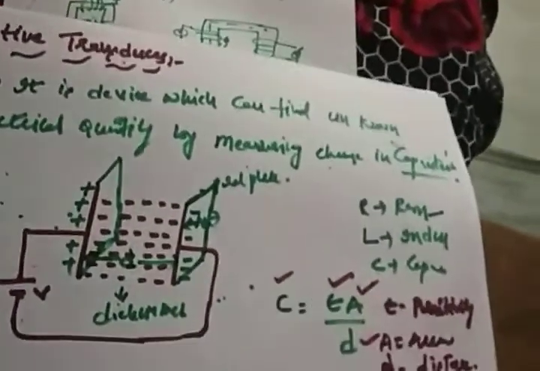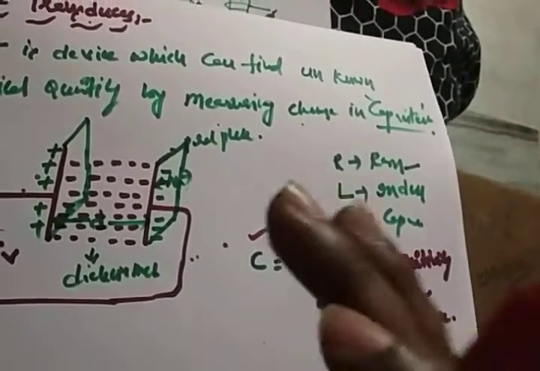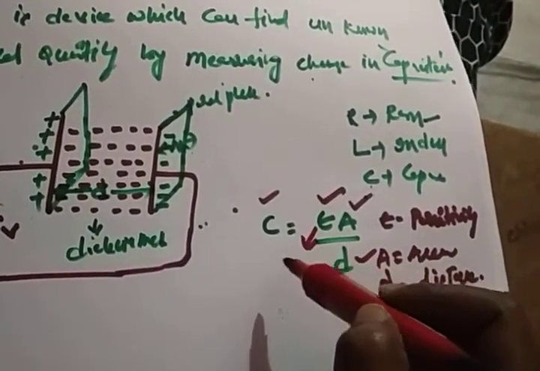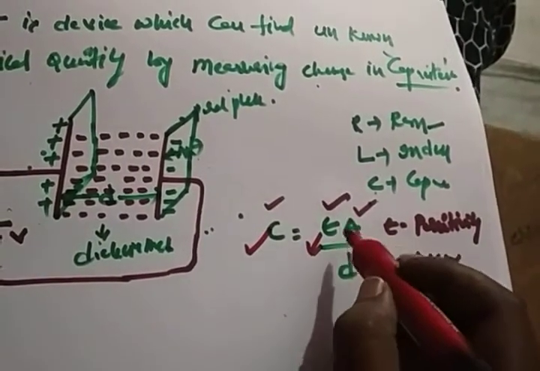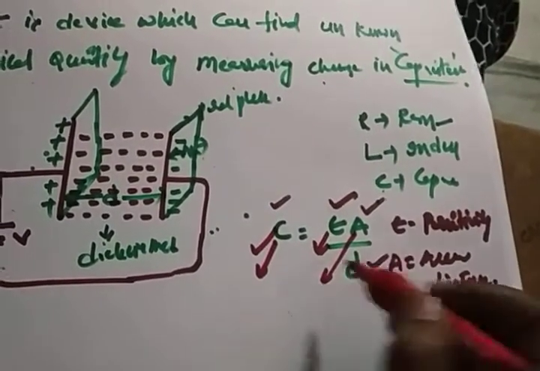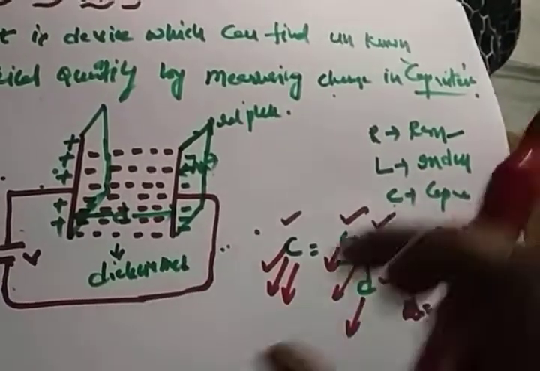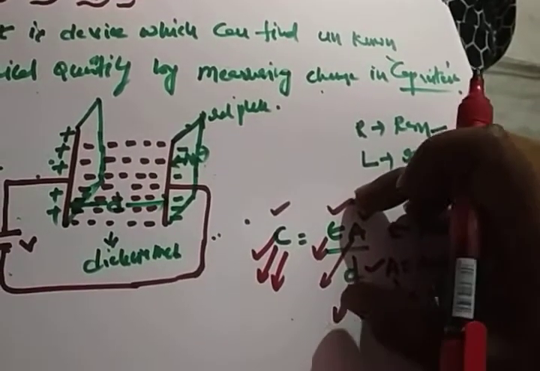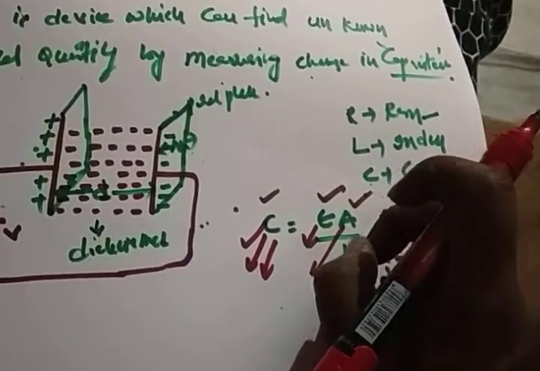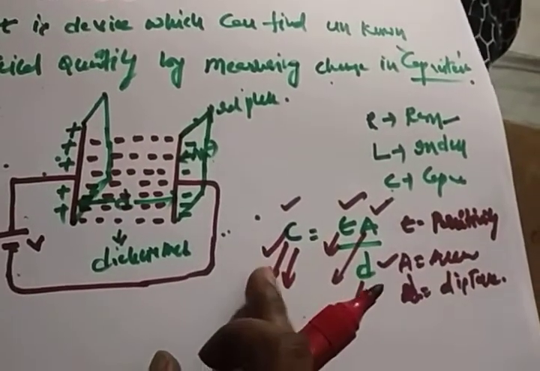So what is our concept? Our concept is to change the capacitance. What are the factors to change the capacitance? If you change the permittivity, your capacitance will change. If you change the area, capacitance can be changed. If you change the distance, your capacitance will be changed. If the capacitance changes, the non-electrical quantities, like displacement, permittivity, or distance, can be measured by changing the capacitance.